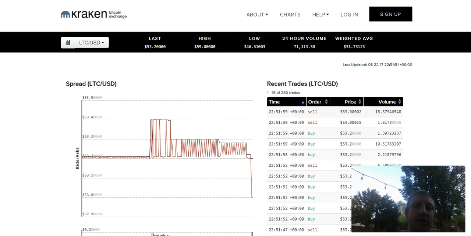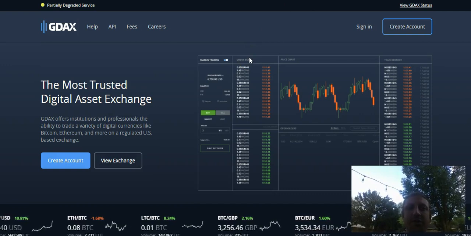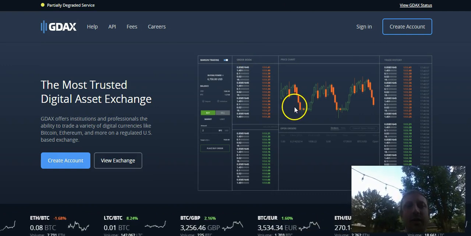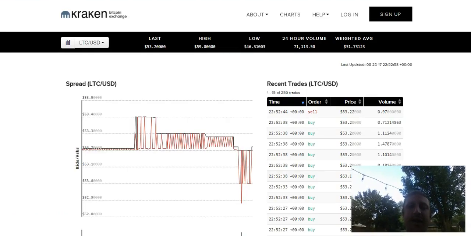I may either send over coins that I already have on Bittrex or Coinbase, or on GDAX, or I may make a quick purchase. Trades go through really quick on GDAX. I could buy 20 Litecoins over here and immediately send them over to, I think I used Kraken in that example.